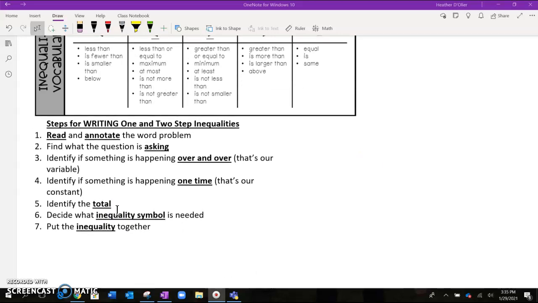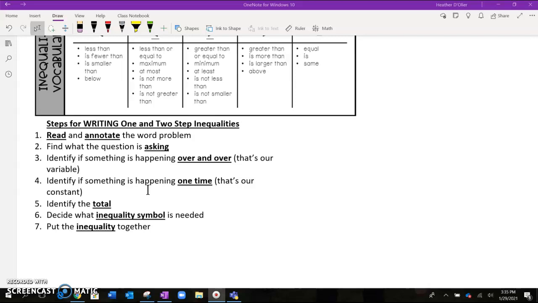Always, always, always go through and read and annotate the word problem. Then figure out what the question is asking, all right? And then in order to write our inequality, just like we did with equations, we're going to try to identify if something is happening over and over. That's going to be where our variable is. Then identify if something is happening one time. That's our constant. Okay, and if something is not happening one time, then we won't put anything there.